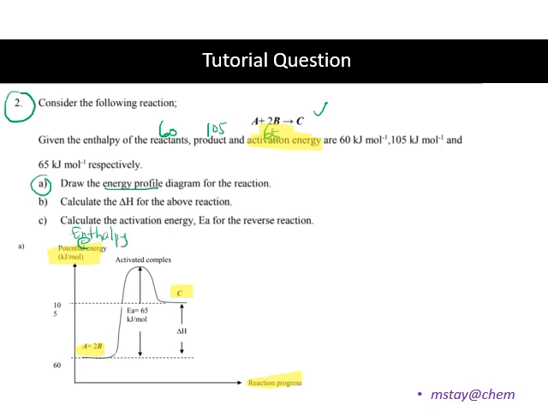Okay, next, from here you can label the enthalpy for the reactant as 60, while the enthalpy for the product is 105. So that's why you know that this is an endothermic process. Okay, and then you have to label the activation energy, which is from the reactants to the activated complex. So 65 kilojoule per mole. And then next, you're going to label the delta H.